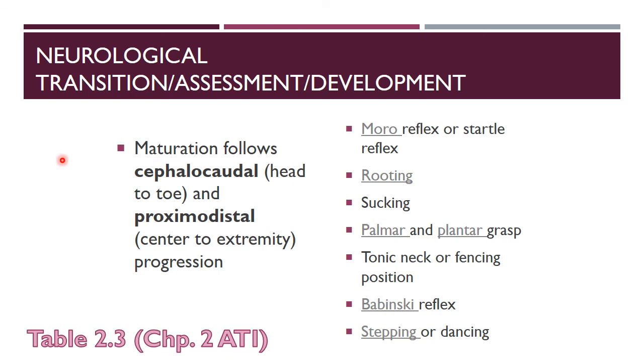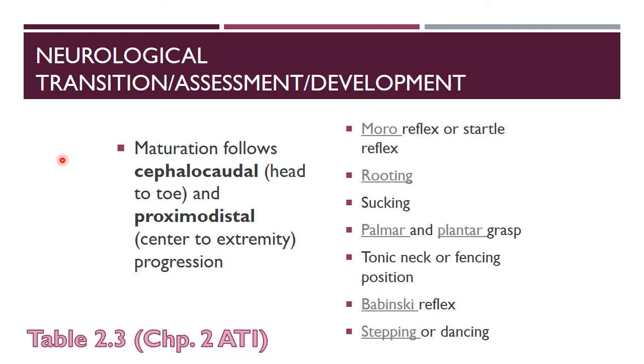You've seen this slide before last week, and just to refresh your memory, maturation of the neurological system occurs cephalocaudal, head to toe, and proximodistal, center to extremity. So the table I want you to go by, I've posted it in Connect as well for your viewing pleasure. But Table 2.3 in Chapter 2 of ATI, that's the chart I want you to go by as far as when the infant reflexes disappear.